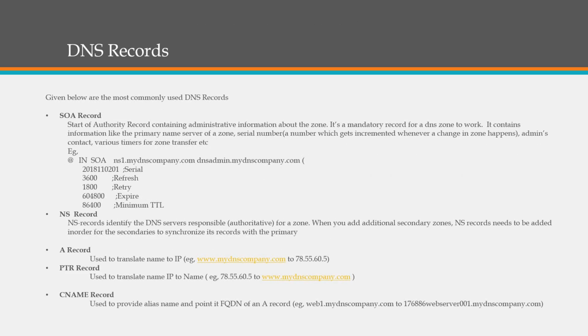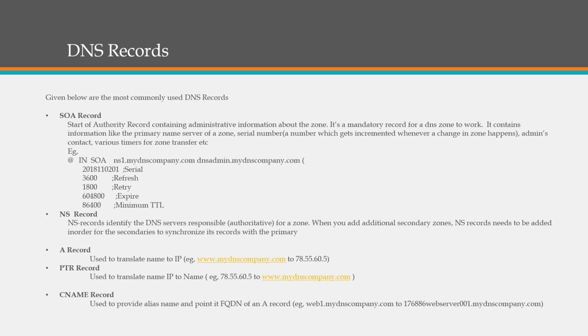Okay, so now let's quickly look into the commonly used DNS records. There are so many DNS records, but I will just be covering the most commonly used ones. The most important of the DNS records is the SOA record, also known as the Start of Authority record, containing administrative information about the zone. It is a mandatory record for a DNS zone to even work.